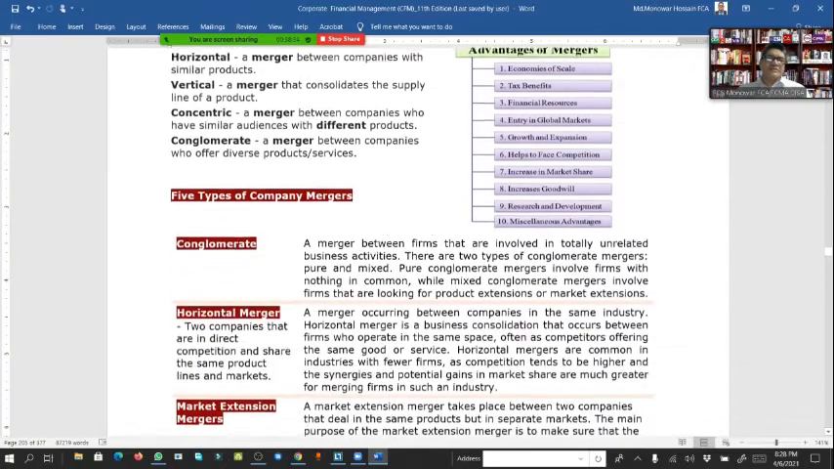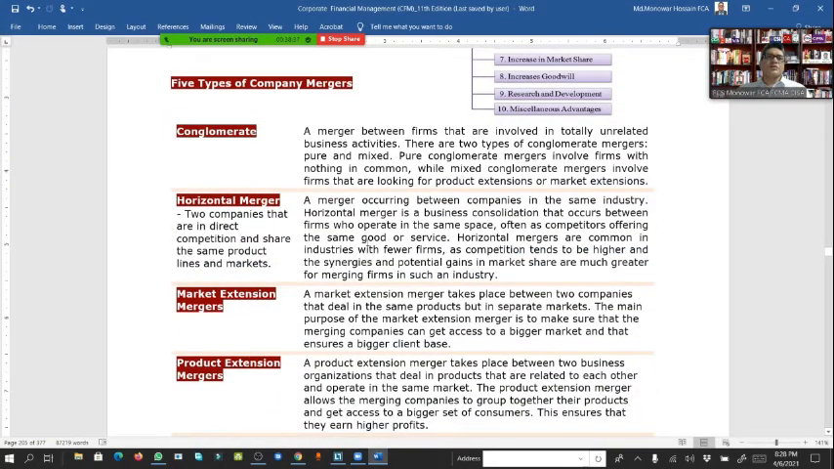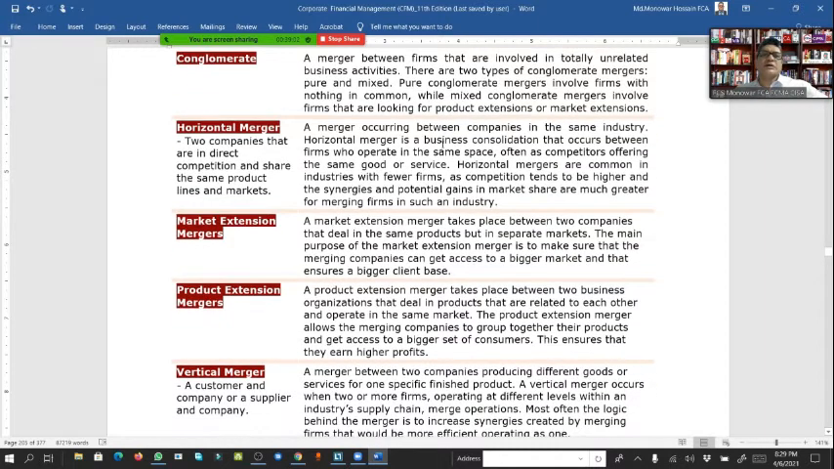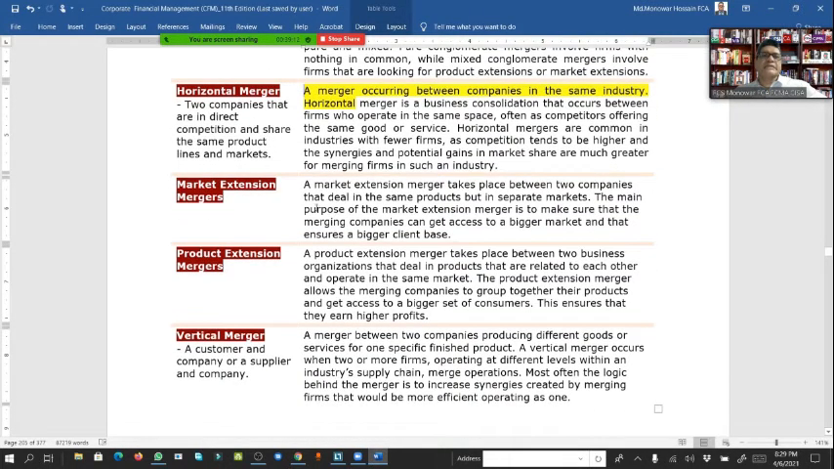So five types of merger we can say. Conglomerate merger: a merger between firms that are involved in totally unrelated business activity. For example, one is a company of the capital market, another is a manufacturing organization. They can merge, but this merger is a conglomerate merger. Horizontal merger is a merger occurring between companies in the same industry. And market extension merger.